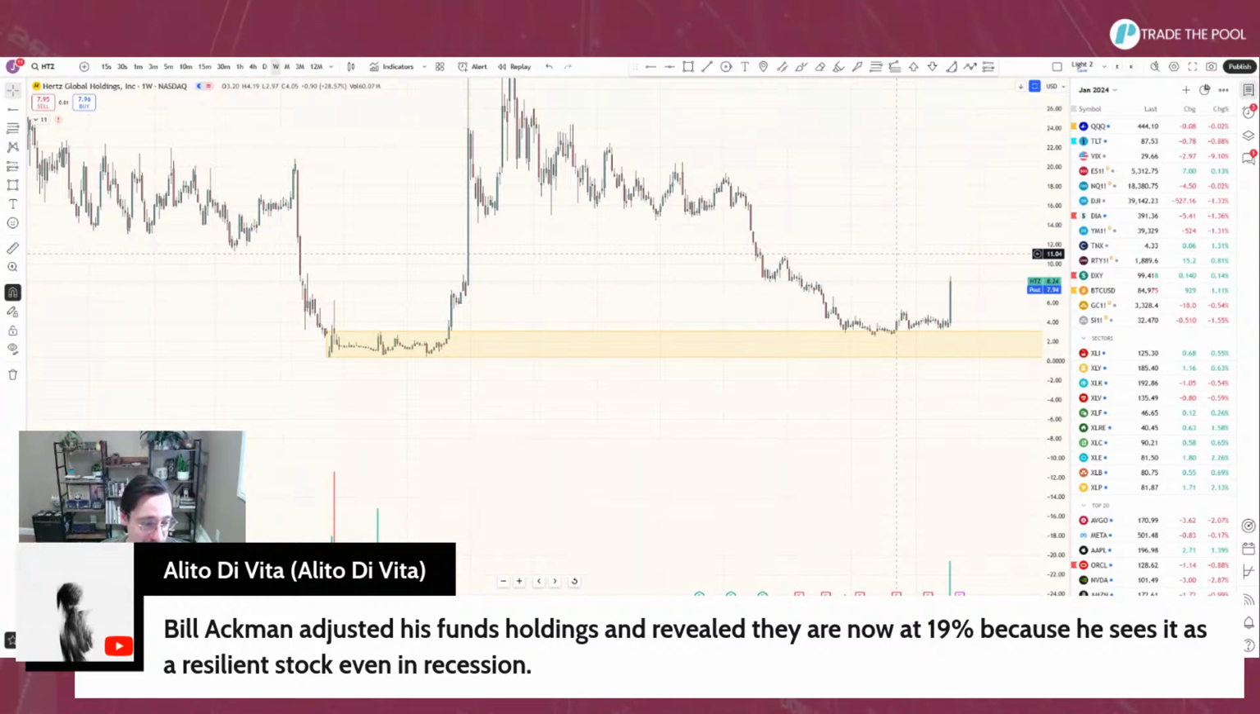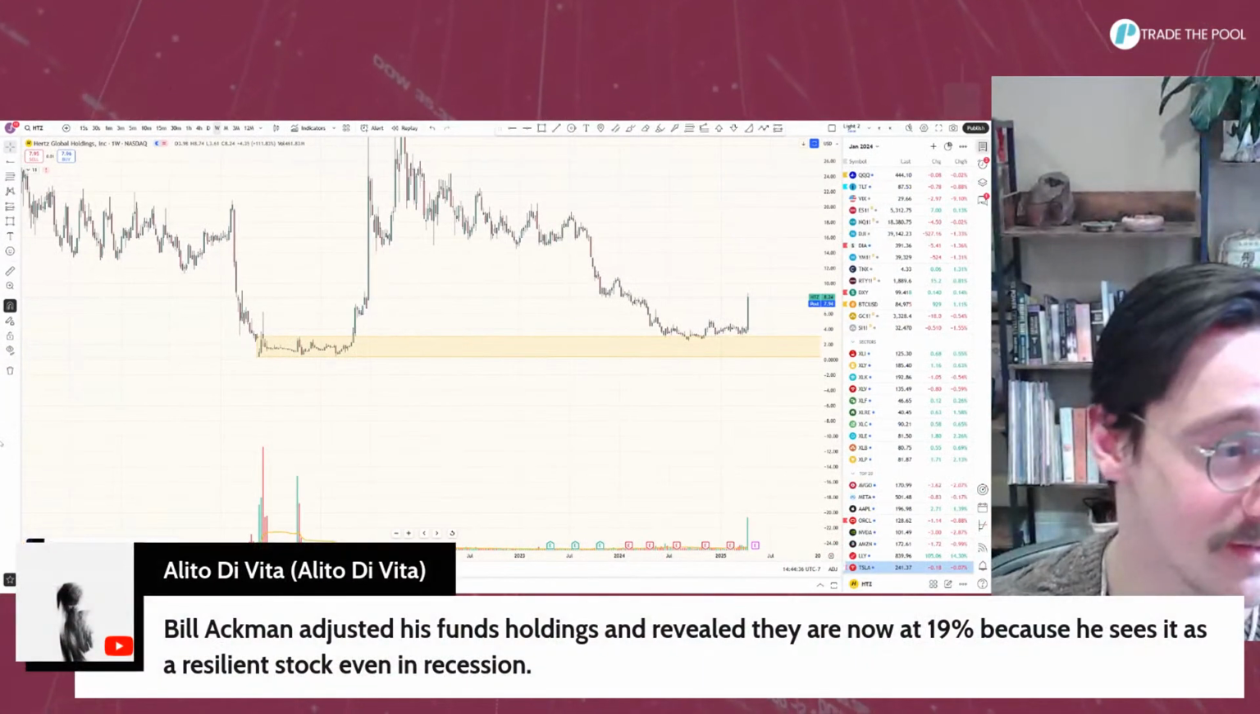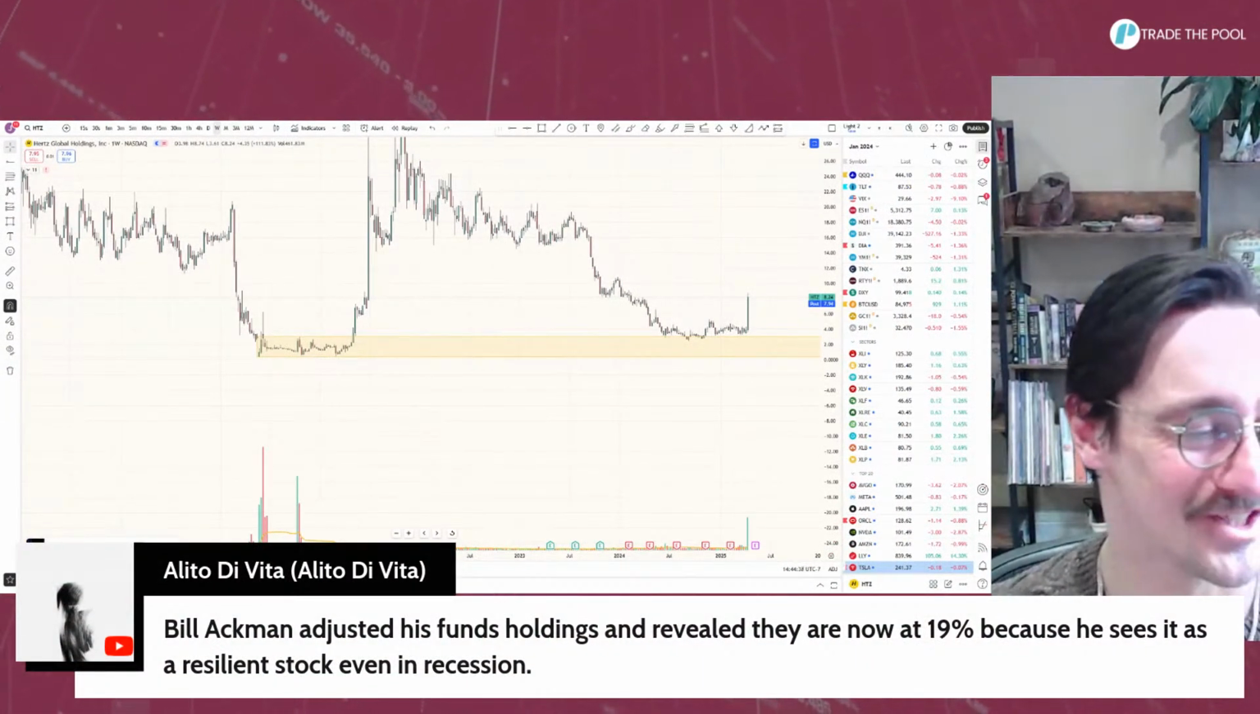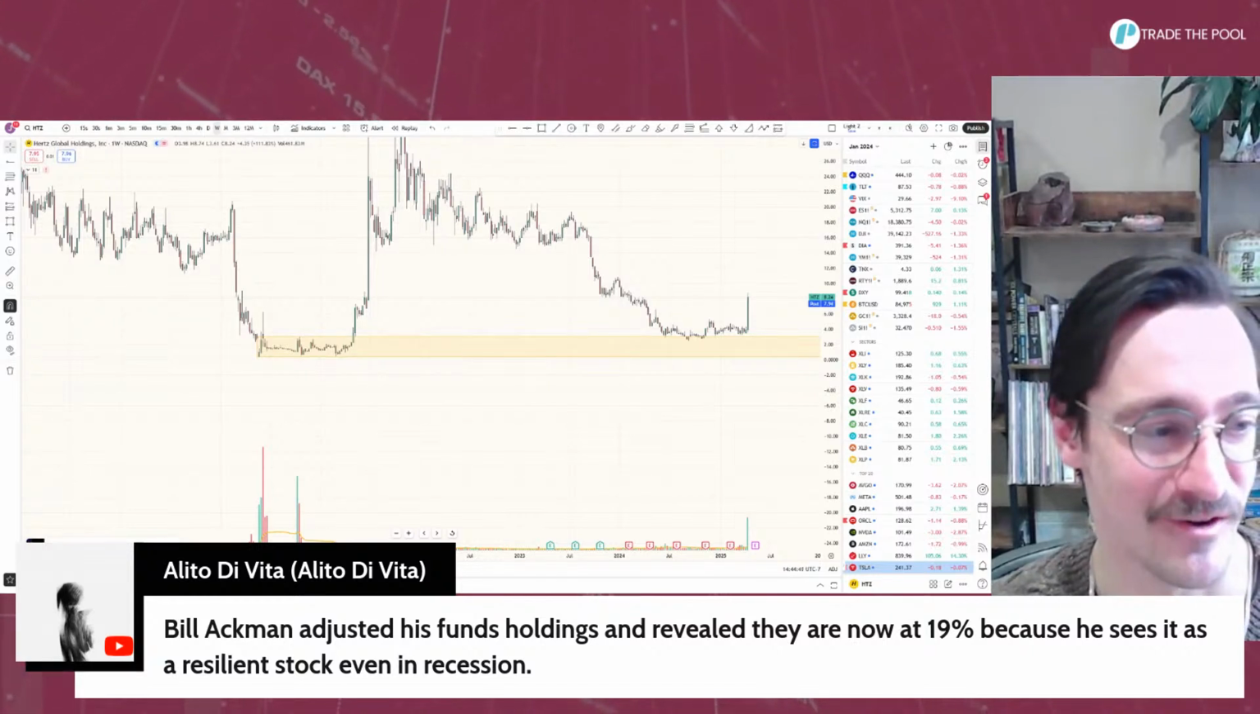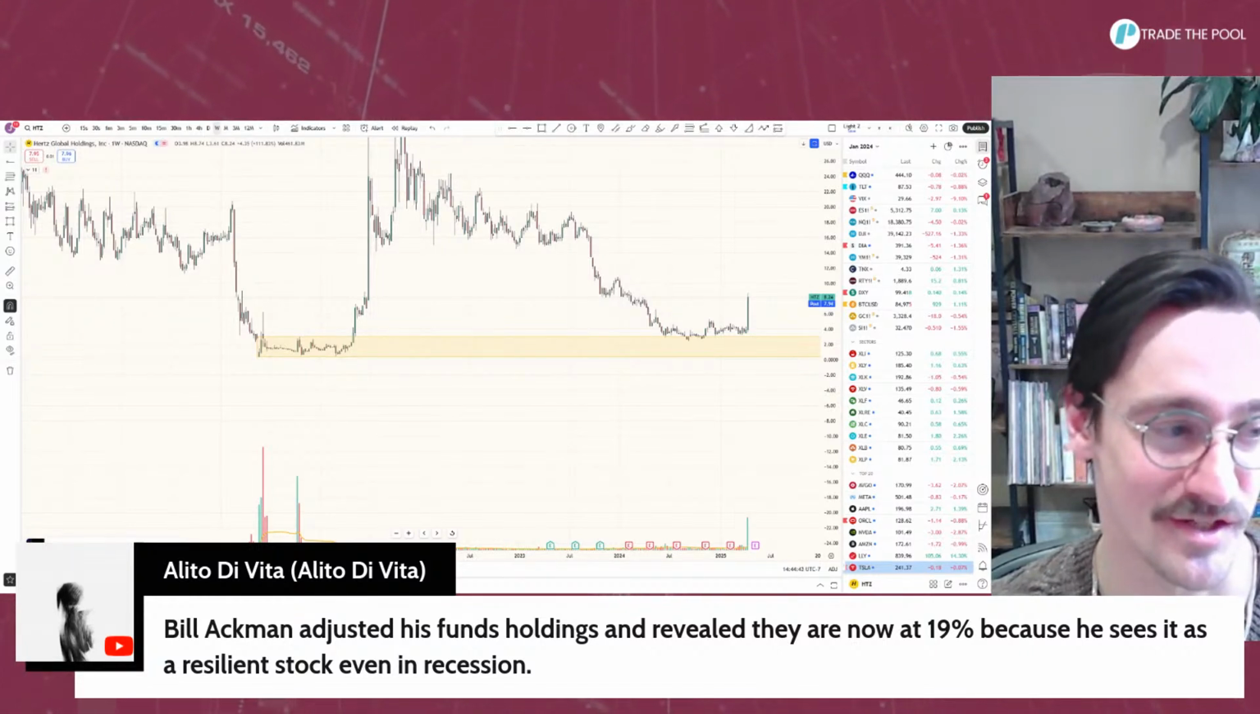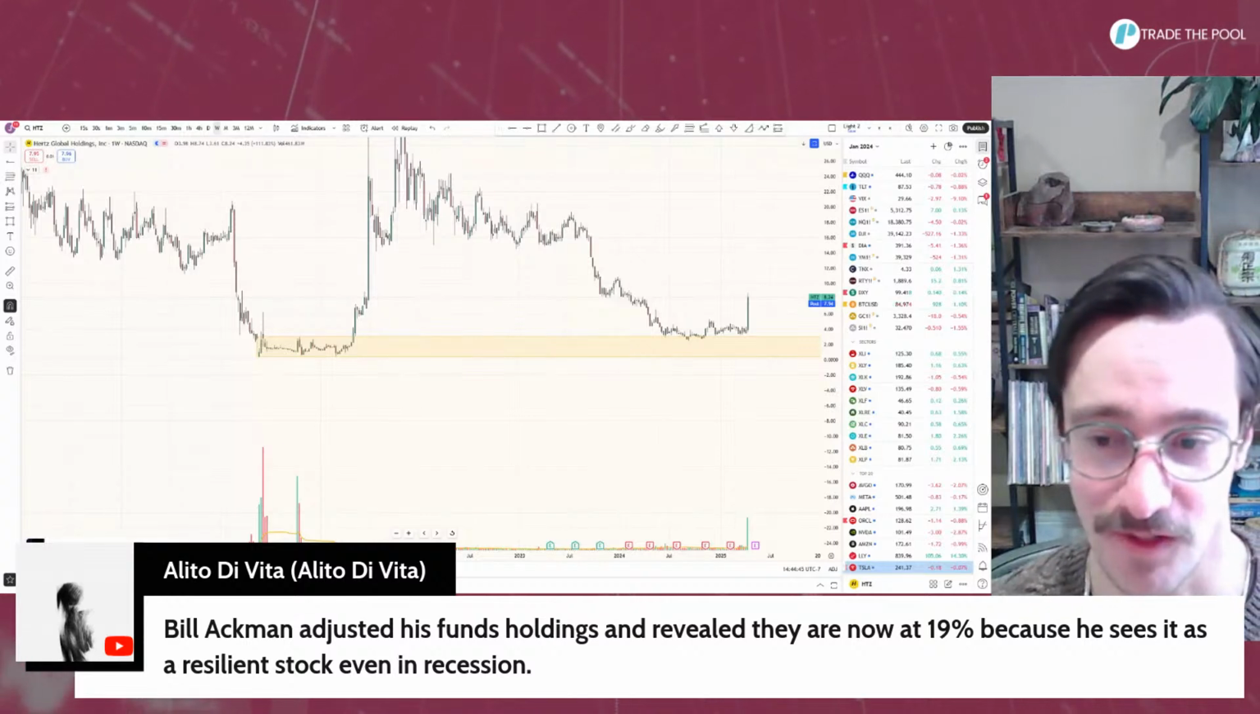Yeah, Bill Ackman adjusted his funds. I'll pull this up. Oh, you already had it up. Bill Ackman adjusted his fund's holdings and revealed that they are now at 19% because he sees it as a resilient stock even in a recession. Absolutely. Okay, that makes sense.